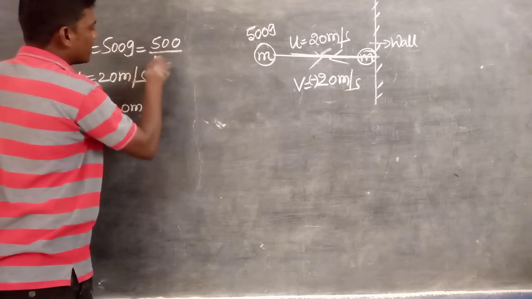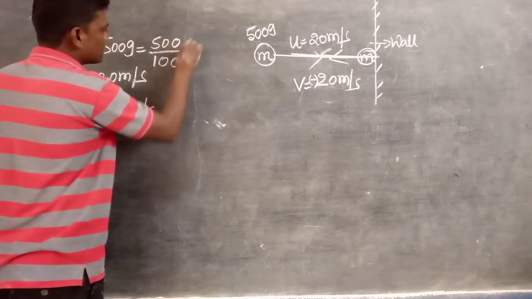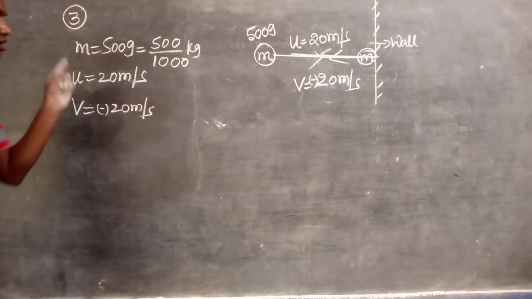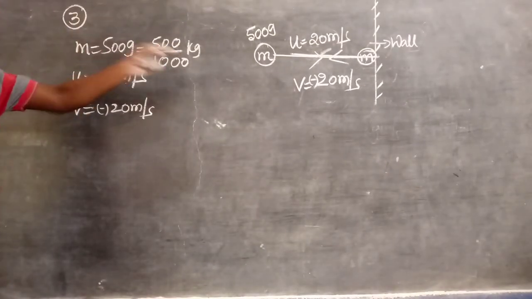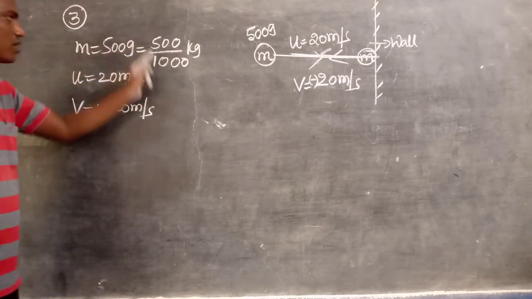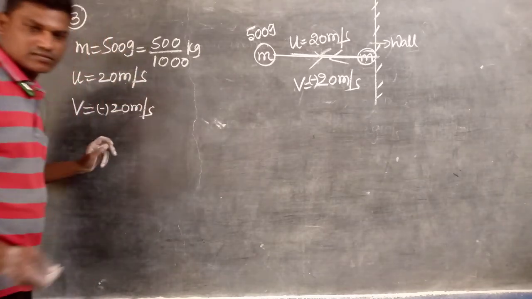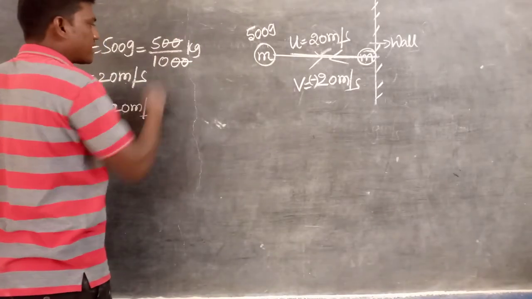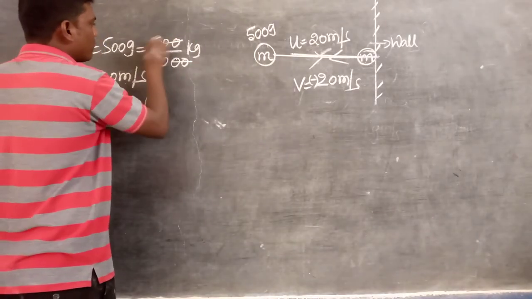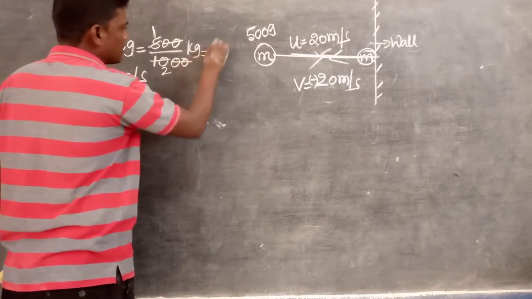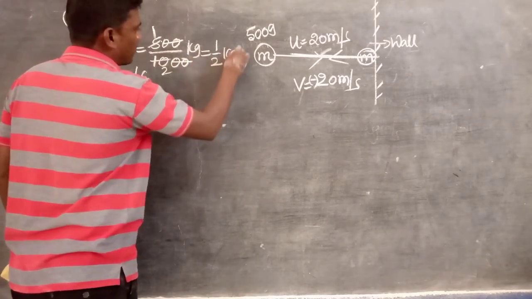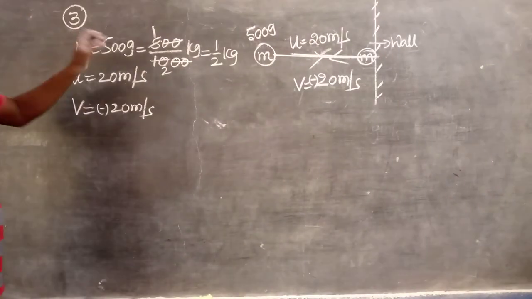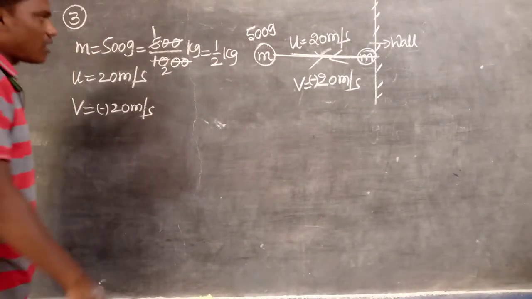500 by 1000 kg, since 1 gram is equal to 1 by 1000 kilograms. 1 kilogram is equal to 1000 grams, so 1 gram is equal to 1 by 1000 kilograms. Two zeros get cancelled. So 5 1 5 2, that is equal to 1 by 2 kilogram, or 0.5 kg. That's why the mass of the ball is 0.5 kg, or half a kg.